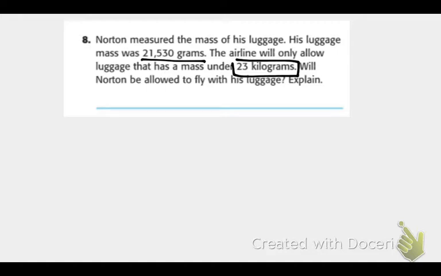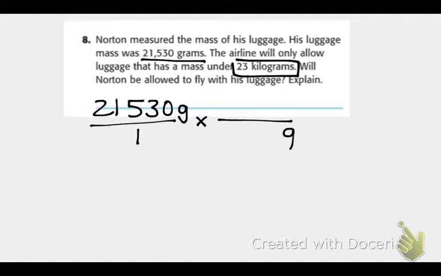Let's just go ahead and take that first number. So we got 21,530 grams. Set that over 1. And I am multiplying grams. And here I am doing kilograms. So how many grams are in a kilogram? Kilo, meaning 1,000. 1,000 grams in 1 kilogram. Now let's do the math. So we get. So grams cancel, which leaves us kilograms.